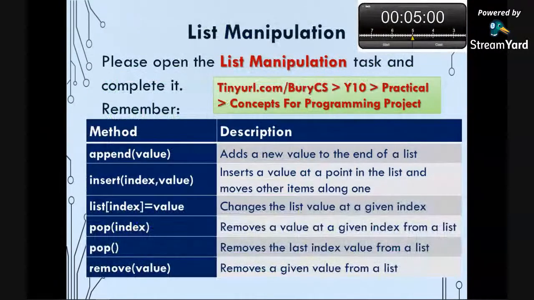Okay, time for you to do a task. I'm going to give you 5 minutes to open the list manipulation task and complete it. Now, remember all of these different things. I've given you some clues as to how these all work. What you'll need to do is copy the code that you've got at the end and paste it back into the thing so I can see what you've done. Okay, so I'm going to give you 5 minutes. Off you go.